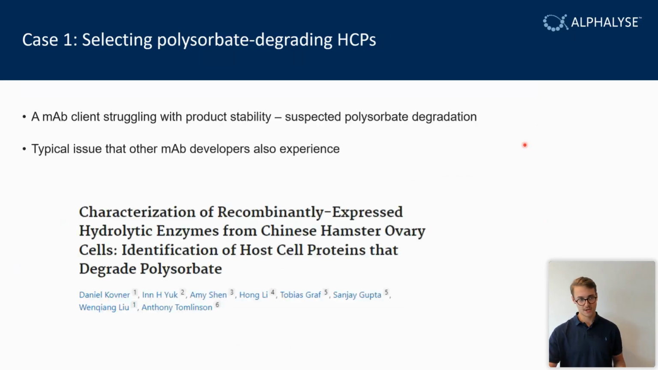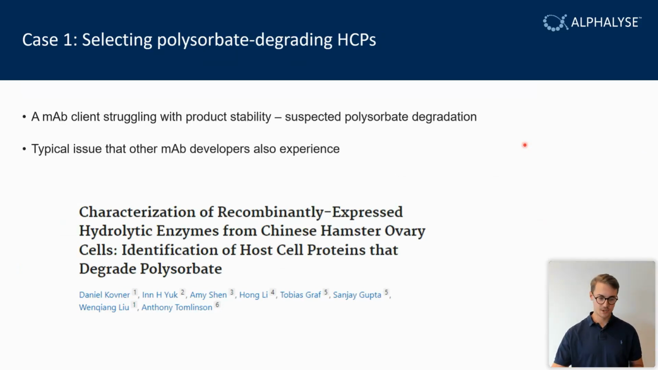So we were approached by a client which was struggling with product stability, and they were suspecting it was polysorbate degradation, but they weren't sure about what polysorbate or lipase this was, something that typically other mAb developers also experience. So based on their experience and also this recent paper by Daniel Kovner et al., we could create a list of potential polysorbate degrading lipases which we expected could be the problem.